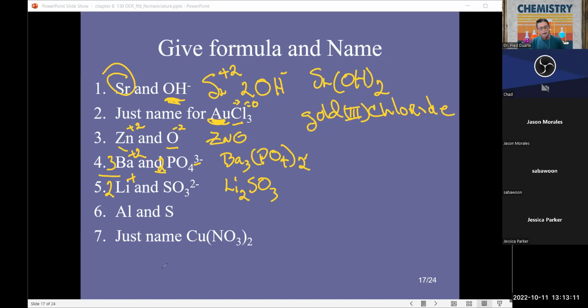All right. Aluminum is a group 3 metal. It will have a +3 oxidation number when it becomes an ion. Sulfur is in group 6. It will become a -2. It's a nonmetal. It will gain 2 electrons.